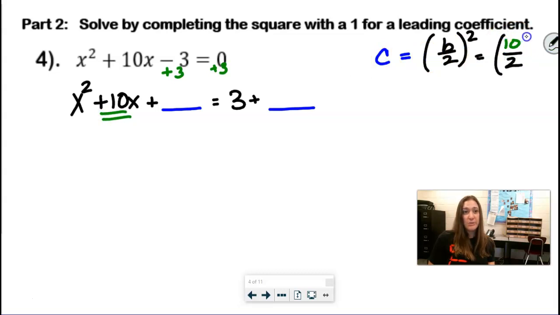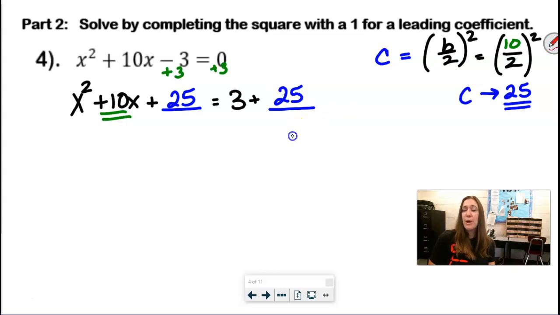Now these being your notes, I think it would be very smart of you to go ahead and write down how you're finding C here. There's nothing worse than taking down notes and then going to look at them a day or two later and you've got no idea where anything came from. All right, so 10 over 2 is 5. 5 squared is 25. All right, so that's what we put in the blanks.